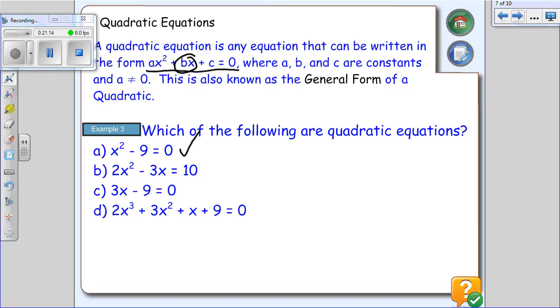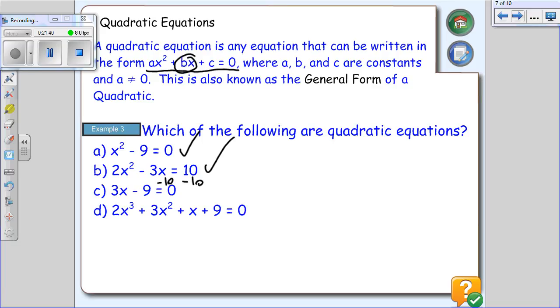Look at this one. Is that quadratic? Yes, it's got an x squared. X squared is the highest one. Yes, that's a quadratic. Wait, could we make it equal 0? Yeah, -10, -10. And then you'd have it in general form. So good catch, Aaron.